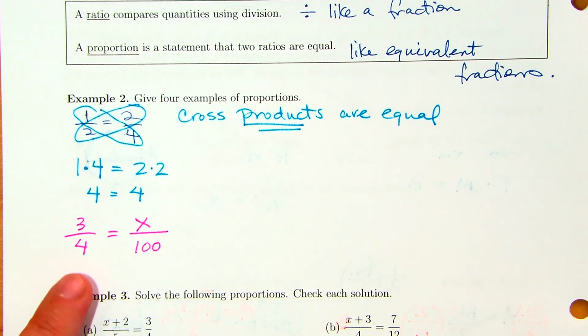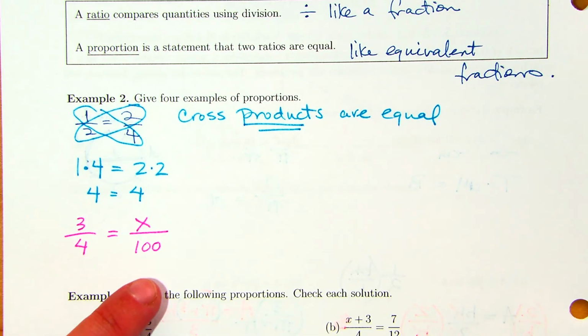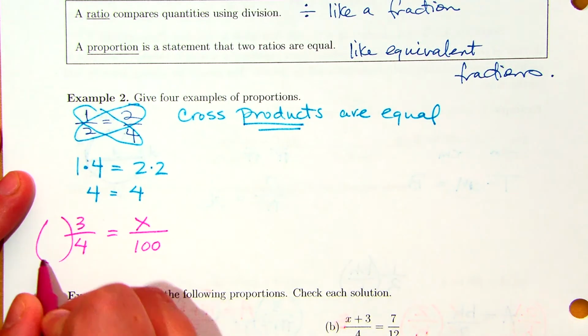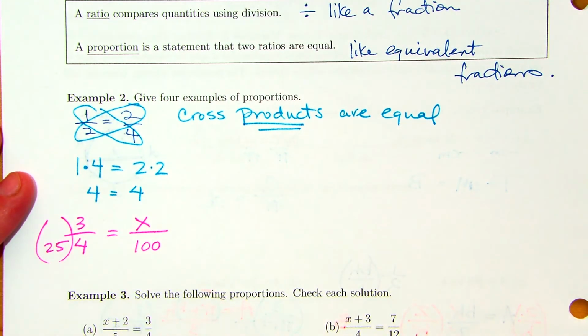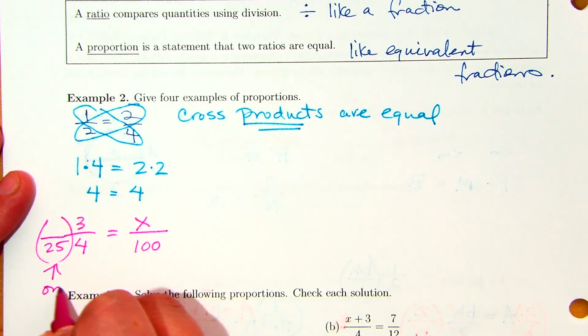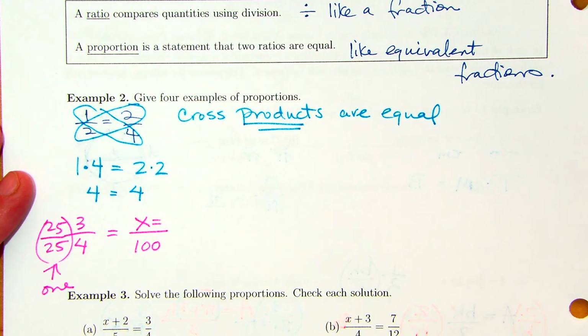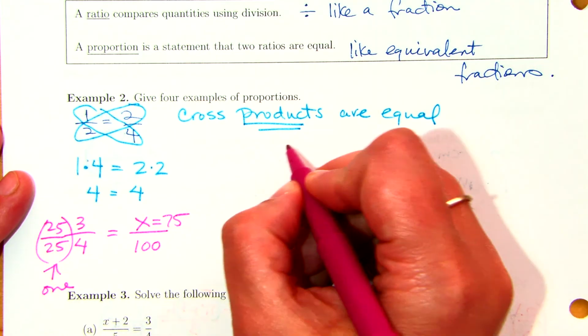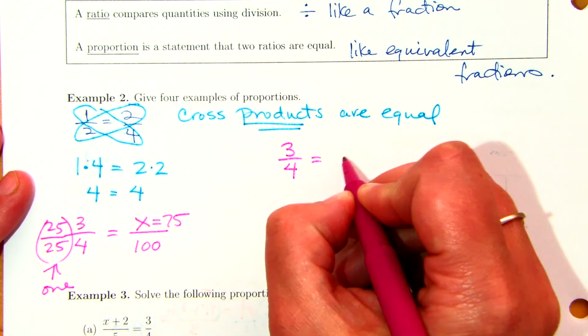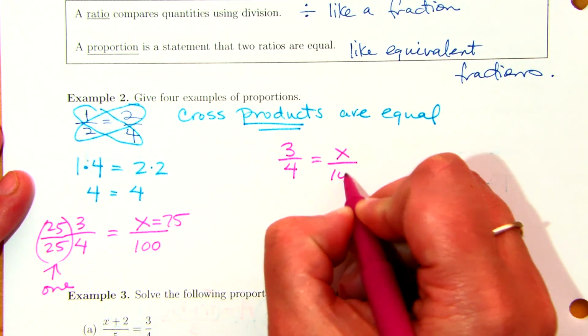First of all, could you see a relationship between 4 and 100? What do you have to do to 4 to give you 100? Multiply by 25. So with an equivalent fraction, you always have to do the same thing to the numerator and denominator, right? Because you're really multiplying by the number 1. So 25 over 25, that would mean that x is what? 75.